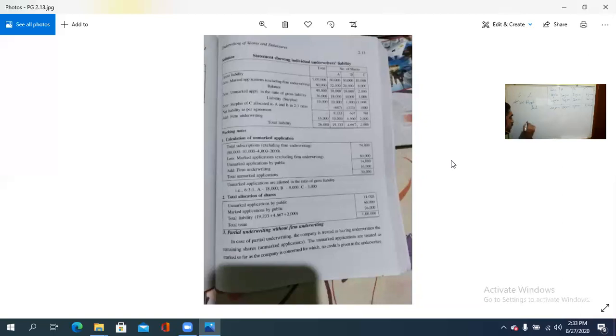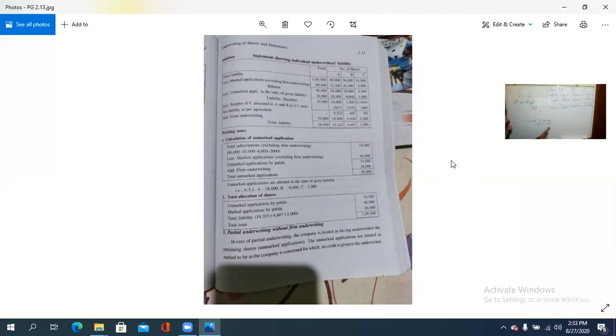That is total subscription. Total subscription is how much? Excluding the firm underwriting. That is 90,000, isn't it? 90,000 minus the firm underwriting. So 90,000 is the total subscription. 90 minus 16. 16 is how? 10 is from the first loan. Then 4 is from the second loan. And 2 is from the third loan. Isn't it? 3 underwriters are there.